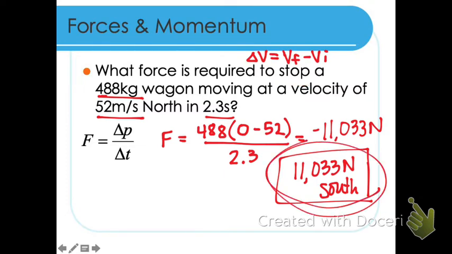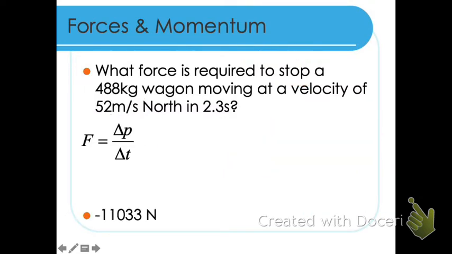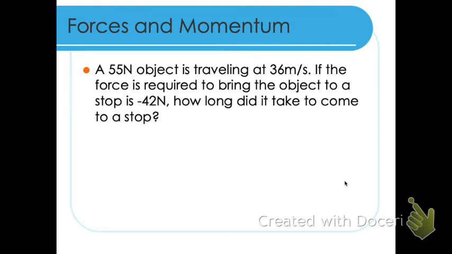All right, 11,033 newtons from the south. Okay. Let's try this one. A 55 Newton object is traveling 36 meters per second. If the force required to bring the object to a stop is negative 42 newtons, how long did it take to come to a stop?